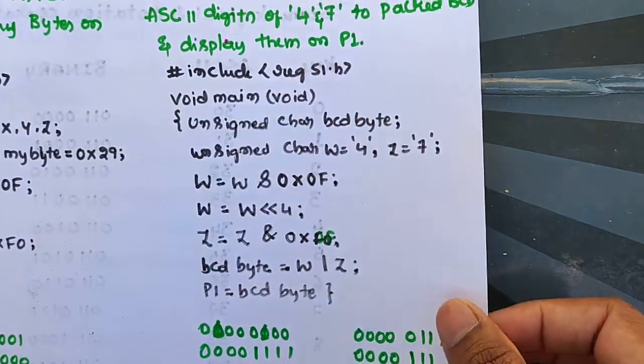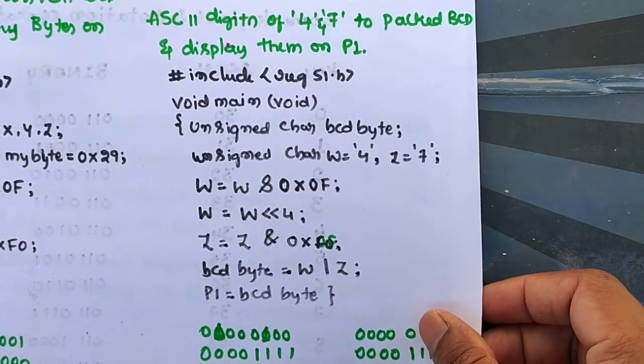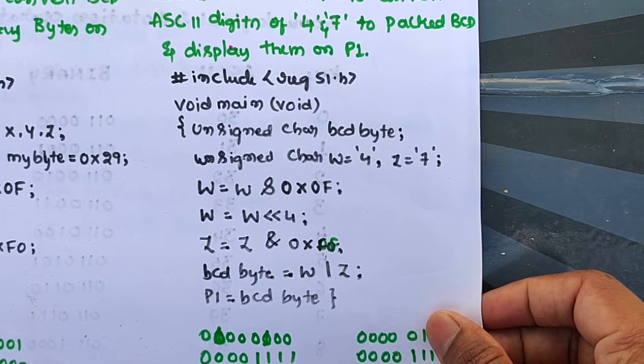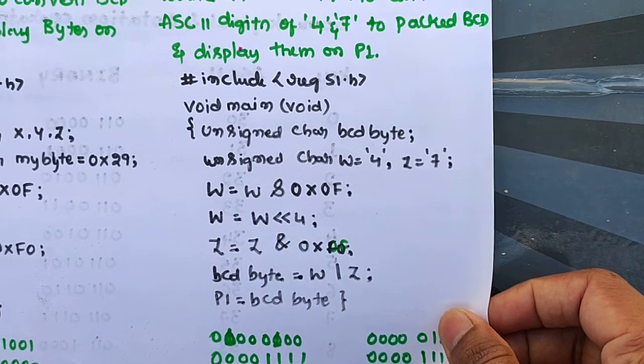So this is a simple program of 8051 to convert ASCII to BCD and BCD to ASCII.